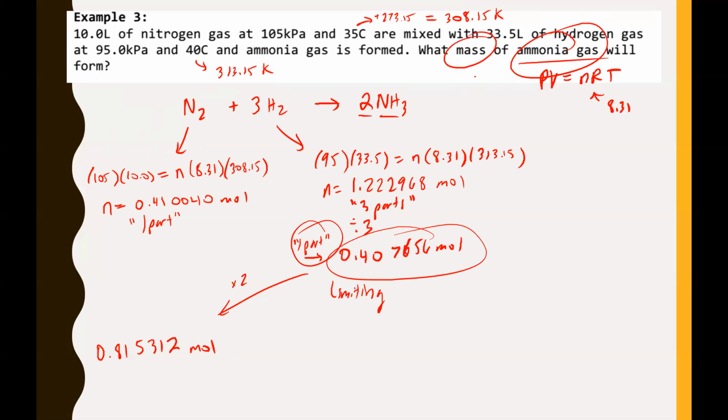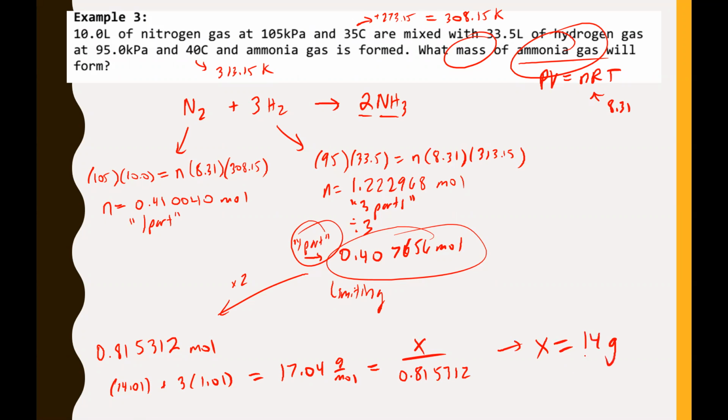And we want to turn that into a mass. So if we have moles and we want mass, we need to use the molar mass of NH3. Well, the molar mass of NH3 is going to be the molar mass of nitrogen, which is 14.01, plus 3 times the molar mass of hydrogen, which is 1.01. I will write it out this time around. So 14.01 plus 3 times 1.01. That is going to give us 17.04 grams per mole. Set that equal to some number of grams. That's what we're looking for. So I'll call it X over some number of moles, which is the 0.815312. And if you multiply it over to both sides, you're going to see that X is going to equal, to 2 sig digs, 14 grams.